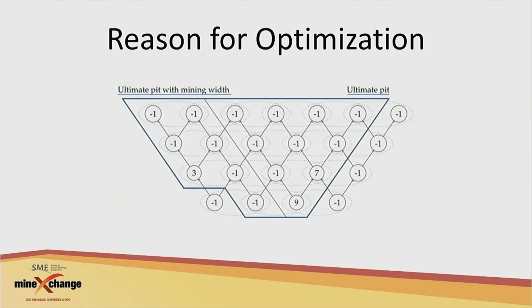If we ignore this, a 3, -1, -1 has overall a value of 1. We don't take it in the ultimate pit because it doesn't make sense. But when we expand for a mining width, then I'll take it, and it does make sense.